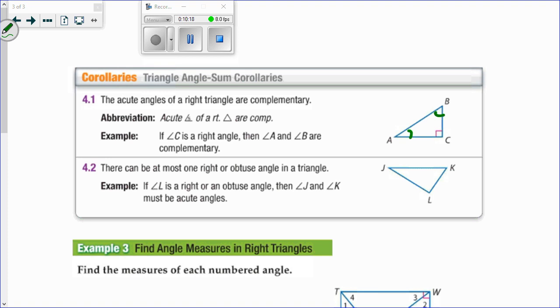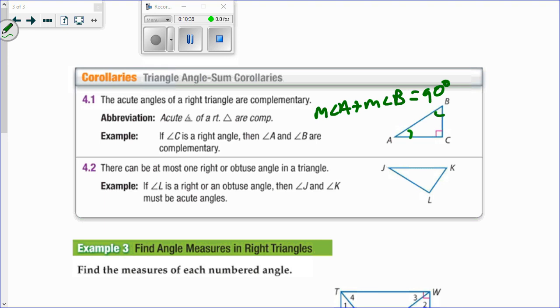So angle A and angle B are complementary. Again, what it means to be complementary is that the measure of angle A plus the measure of angle B equals 90 degrees. They add up to 90 degrees. Well, of course, that makes sense. All three angles should add to 180. So if we have 90 here at angle C, then A and B should also add to 90.